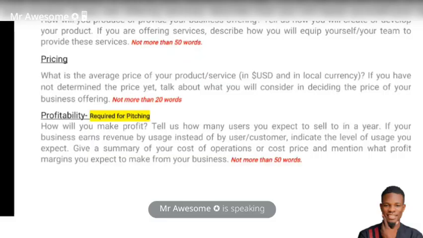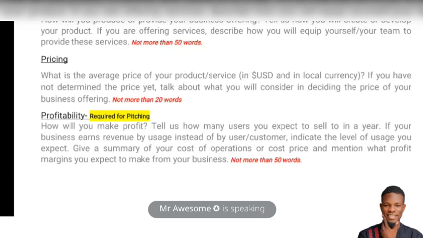Now, tell us how many users you expect to sell to in a year. This is you making a sales projection. If this were an official business plan, this section comes under the financials. So that is where you make your sales projection. What is your projection to sell in 1 year?